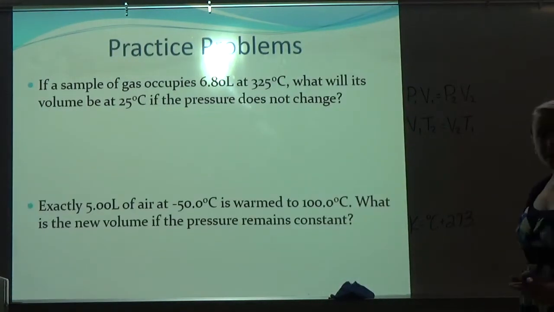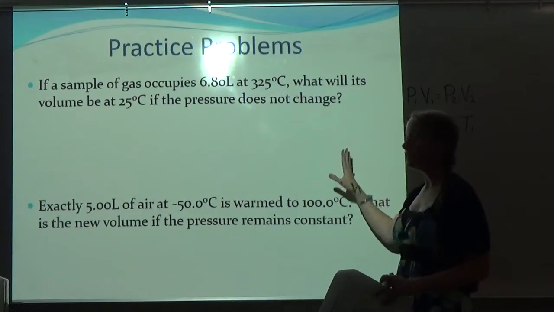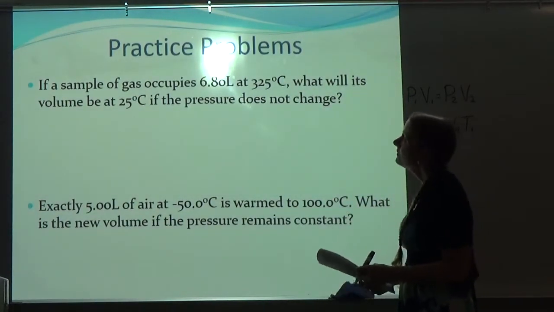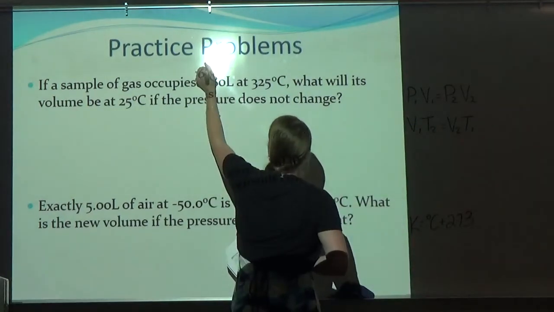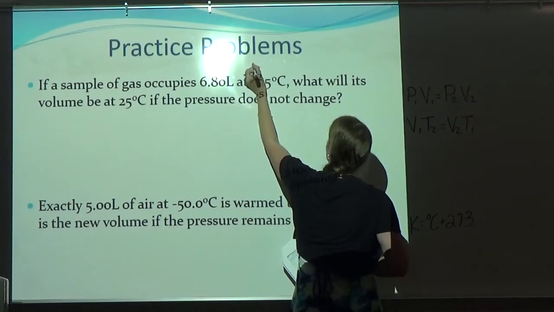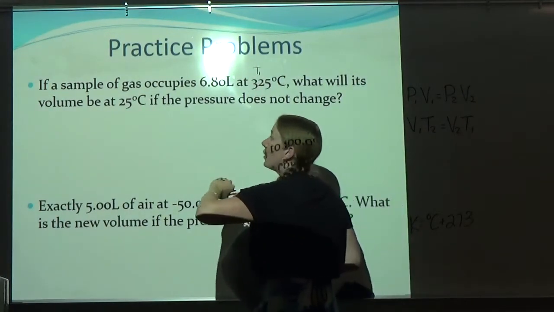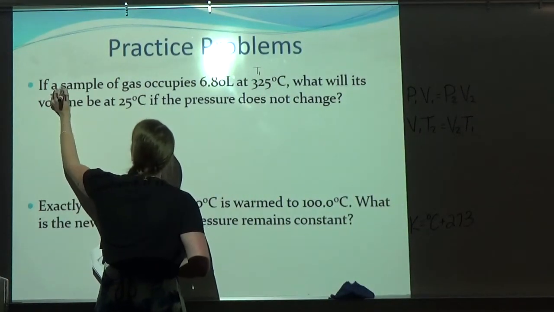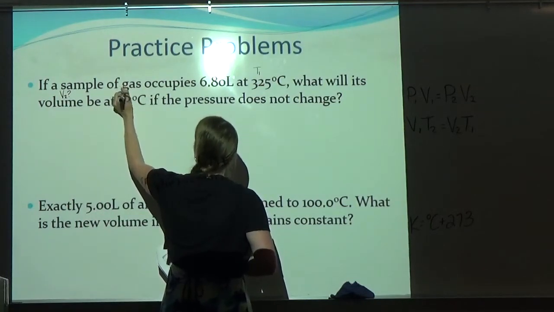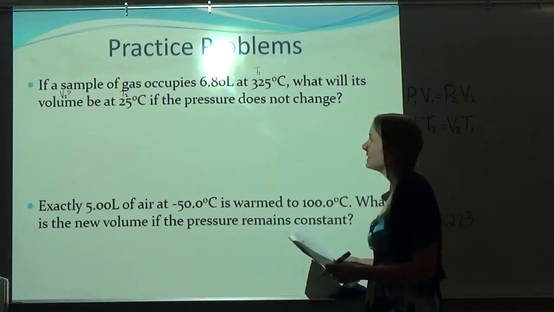So if you're feeling confident, go ahead and try the second one. Otherwise, I'll do that one and you can try the third one. So it says, if a sample of gas occupies 6.8 liters, so there's my V1, at 325 degrees Celsius, so there's my T1, what will its volume be? So again, I'm looking for V2 at 25 degrees Celsius. There's my T2 if the pressure does not change.